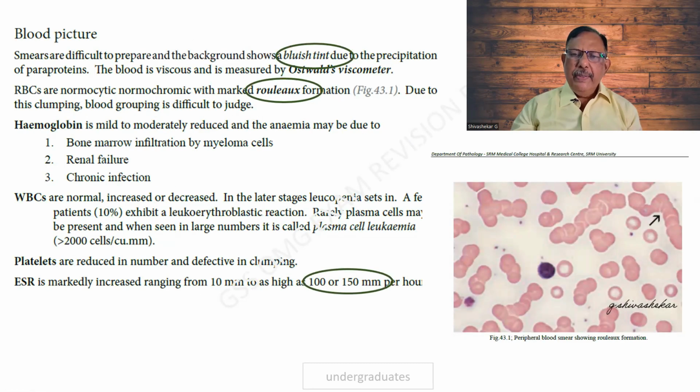The blood picture. RBCs are normal, normocytic, normochromic, but classical will be the rouleaux formation. They are all arranged in a row or a stack of coins. And the background is somewhat bluish because of the protein precipitation. ESR is markedly increased, 100 to 150 millimeters per hour. Normally, it will be about 7 to 15 millimeters only.